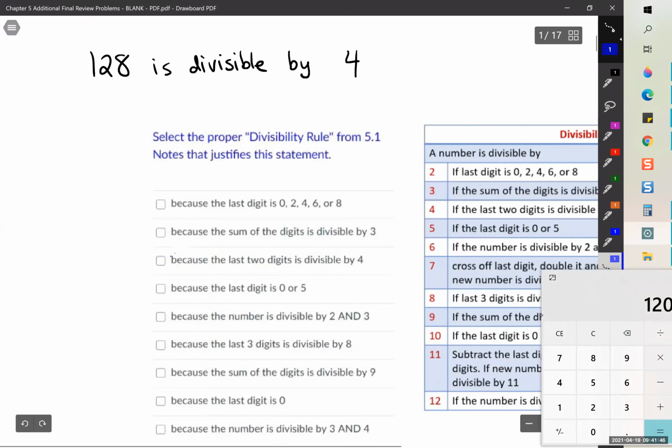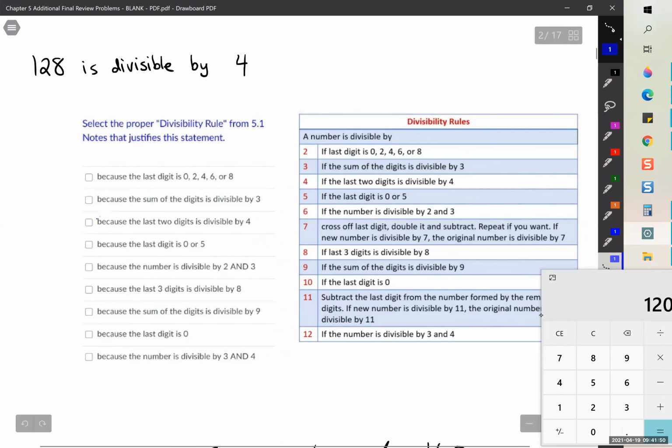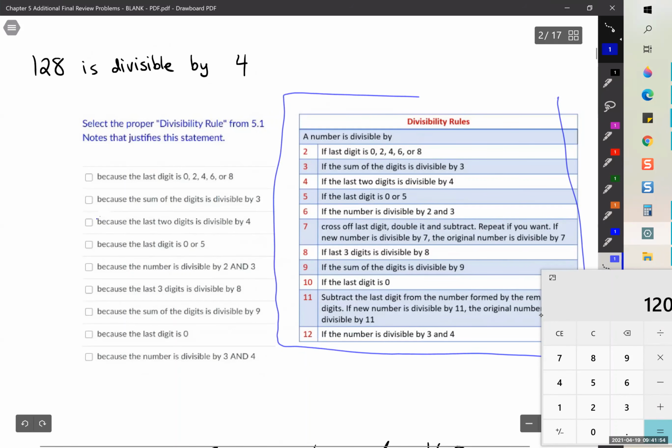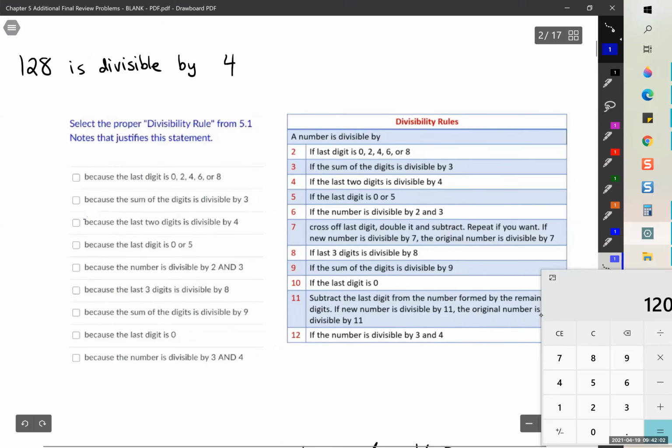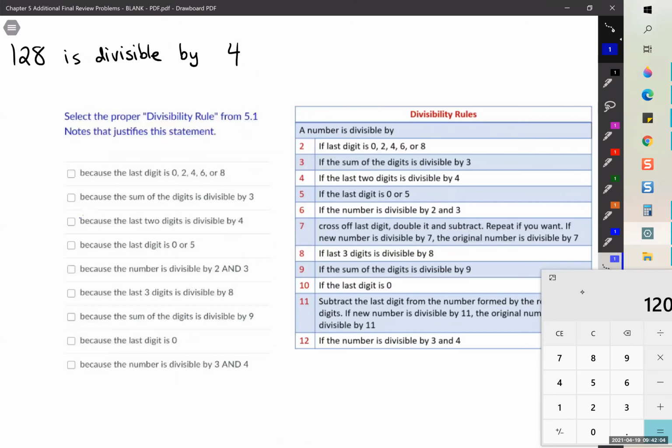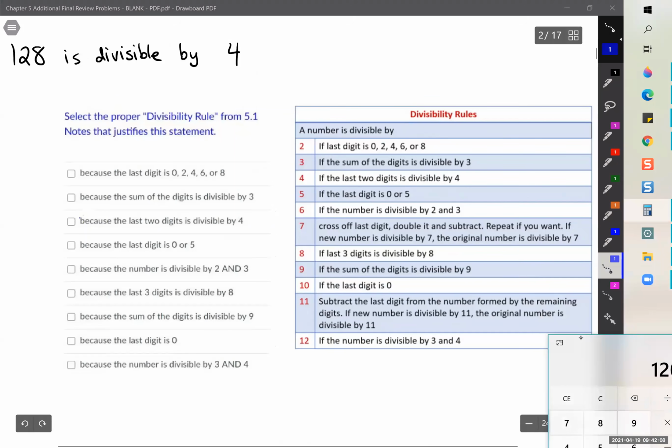So we also know that we could be asked to use the divisibility chart that would be provided. So this chart would be provided. But based on this chart, can we assess the correct reasoning for why one number would be divisible by a certain number? So if y'all would look at the divisibility chart and then think about why we could say 128 is divisible by 4 based on the reasoning given here, and select the correct answer.